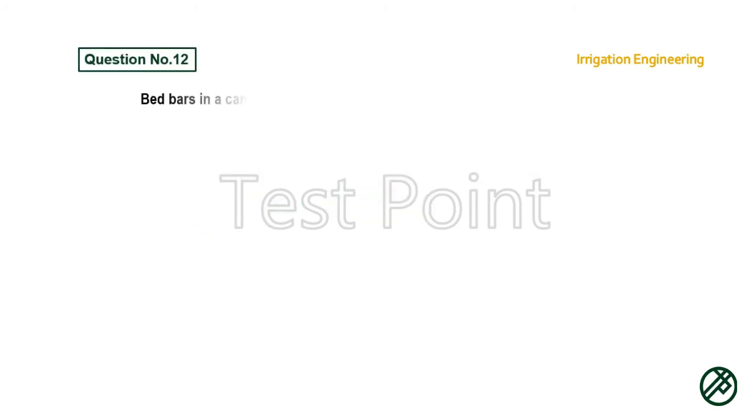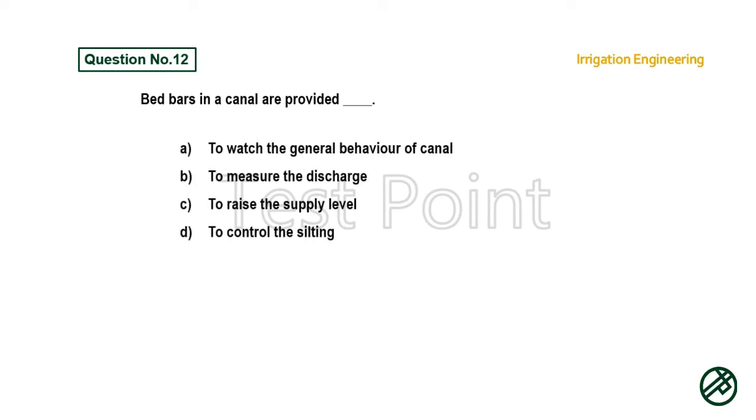Question number 12. Bed bars in a canal are provided: Option A, to watch the general behavior of canal. Option B, to measure the discharge. Option C, to raise the supply level. Option D, to control the silting. Answer is option A, to watch the general behavior of canal.